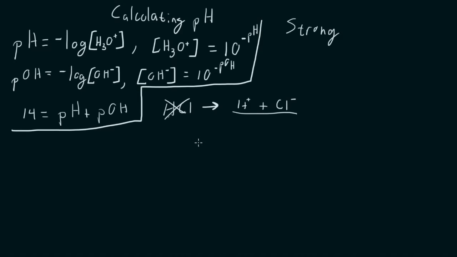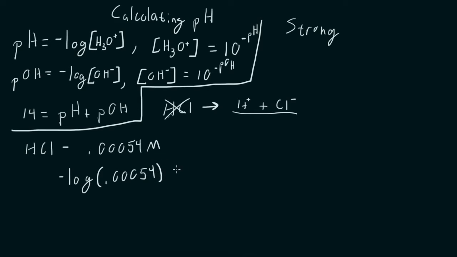So let's start with an example. Let's use that hydrochloric acid right off the bat. Say I've got a 0.00054 molar solution of hydrochloric acid. What's going to be the pH of that solution? Well, I'm just going to take the negative log of that 0.00054. What'll that get me? That'll get me a pH of 3.27.